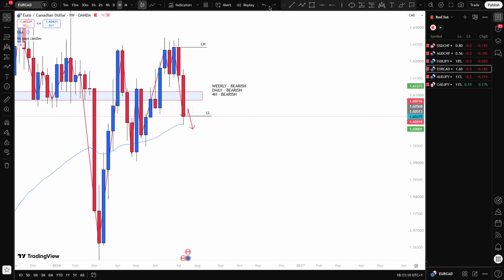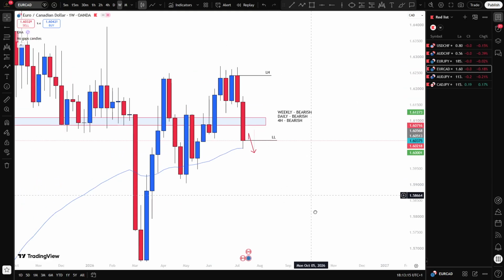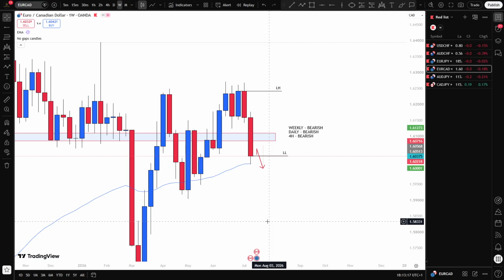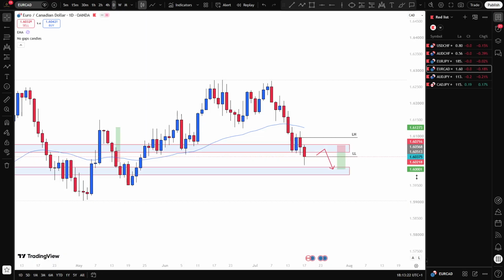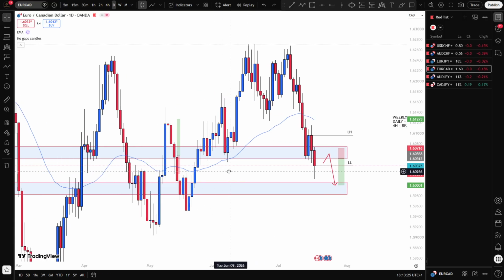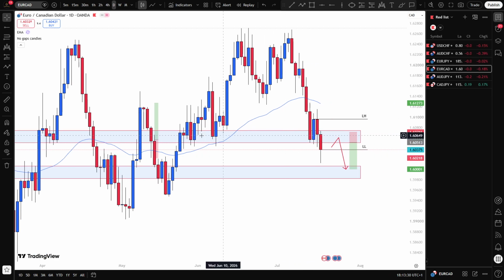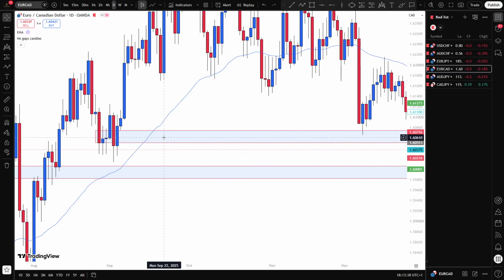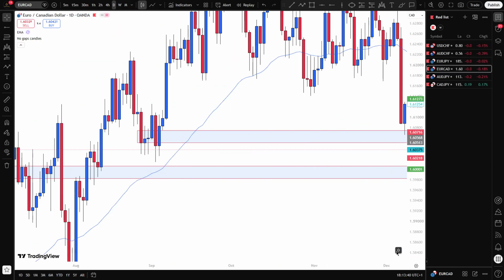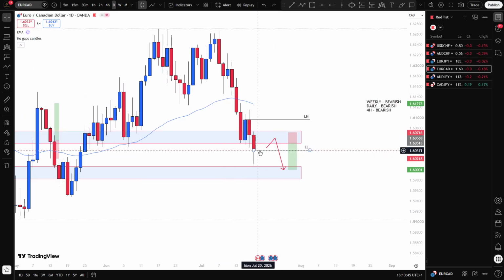So that is how I mark my structure on the weekly time frame. So we are bearish. If we move down to the daily time frame, the daily time frame is also bearish. And you see price, this is a valley zone. If you check down to the left-hand side, it is a valley zone. So you see the valley zone. Now price has created a new lower low and lower high.